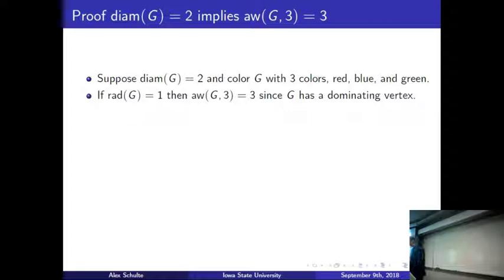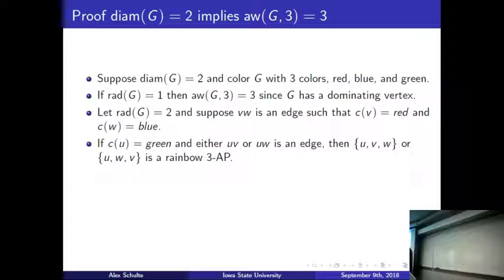All right, now if the radius is 2, let's say we have 2 vertices, V and W, that are blue and red. Because the graph is connected and has diameter 2, we know that there's some point where there are 2 differently colored vertices that are adjacent. So let's assume V and W are adjacent. If there's a third vertex U that is green, and it's adjacent to either of these two, you get the rainbow 3AP. So we'll either go U, V, W or U, W, V. So that is the first case, if they're adjacent to the green one.